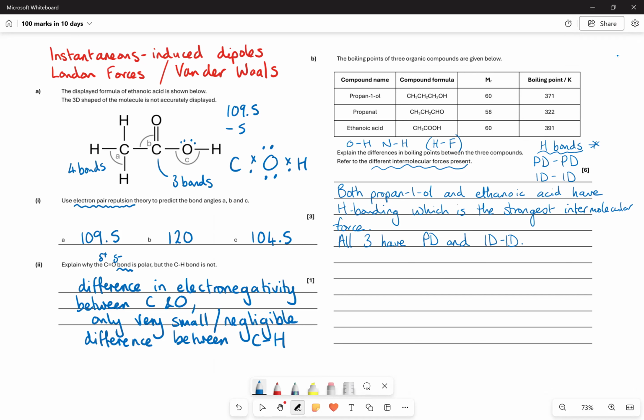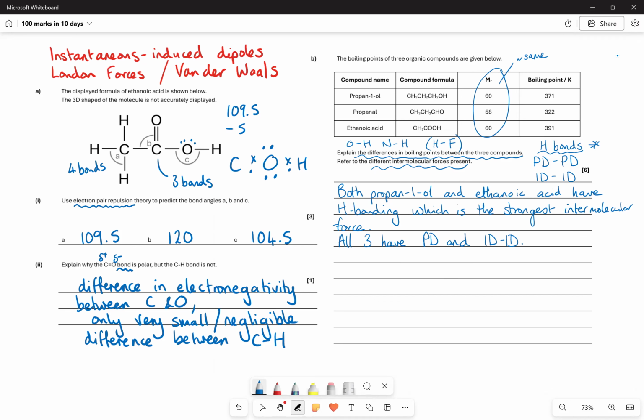Okay. What else do I maybe need to mention? I've got to talk about energy somewhere because this is about boiling points. And it says explain the differences in boiling points between the 3 compounds. Also in the table, I've been given the MR values. So what I want us to notice is that they are all basically either the same or similar. So they're basically the same. Okay, a difference in 2 out of 60 is nothing.